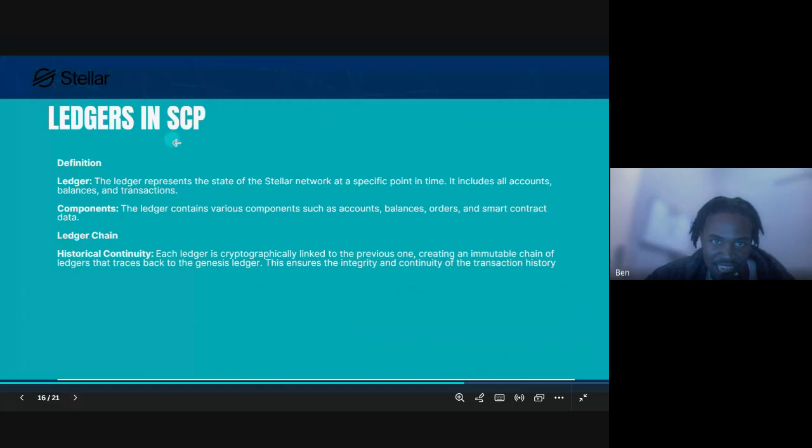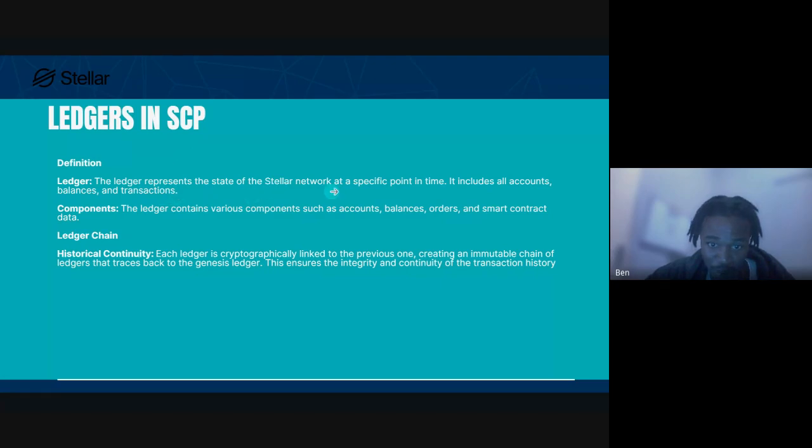So, the ledger in SCP. The ledger represents the state of the Stellar network at a specific point in time. It includes all accounts, balances, and transactions.